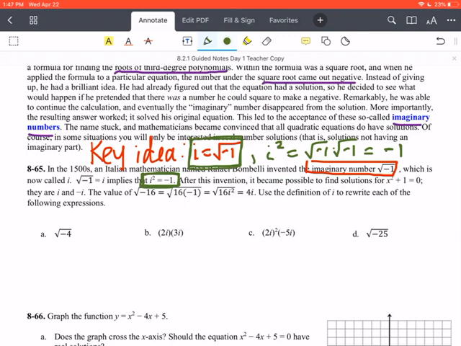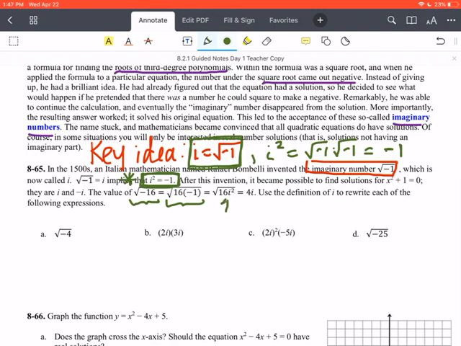After this invention, it became possible to find solutions for equations like x squared plus 1 equals 0. And those solutions would be i and -i. Okay, so if we're looking at what is the square root of -16, now what we're going to do is break it apart. If you notice, -16 can be written as -1 times 16. Well, what did we just say that -1 was equivalent to? i squared. -1 is equivalent to i squared.